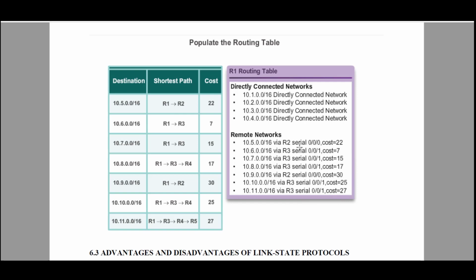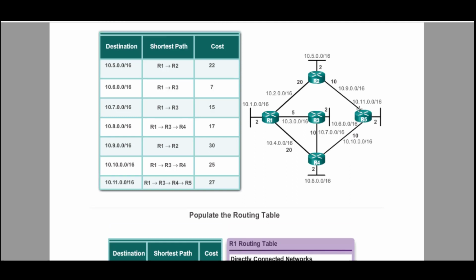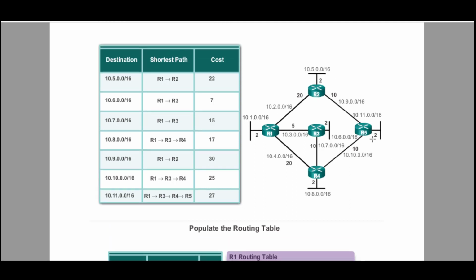Last year there was a question. They gave a graph like this, meaning they gave the topology, and different values were given. They asked you to create what are the possible paths from R5. I'm giving an example from R5 to R1.